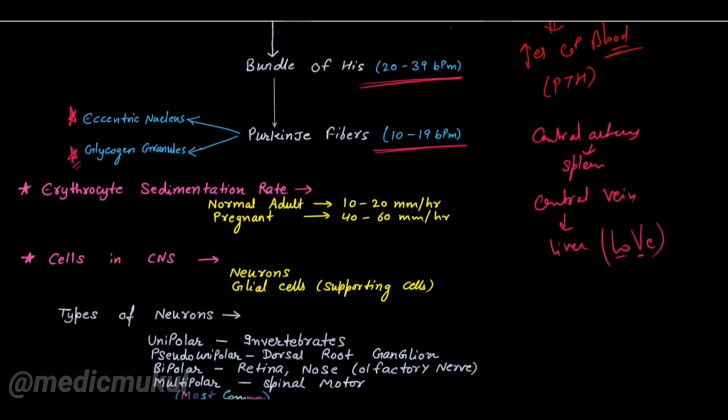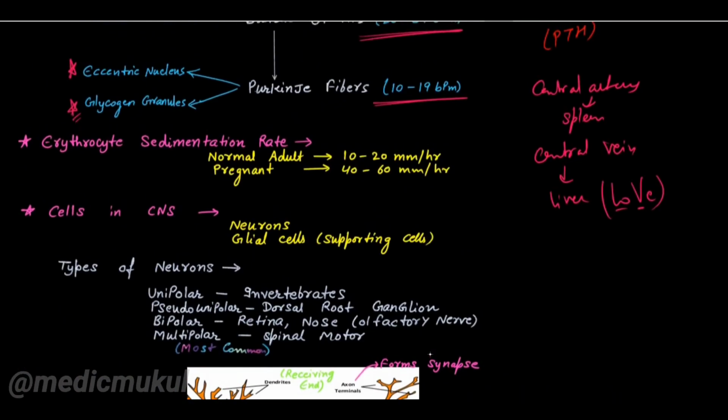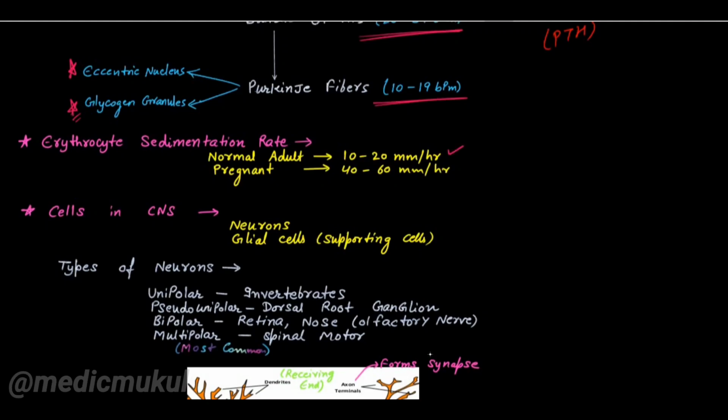Then next is erythrocyte sedimentation rate. We also call it the hematocrit rate. The normal erythrocyte sedimentation rate is 10 to 20 mm per hour. In pregnancy, there is an elevation of fibrinogen, which is a blood clotting protein. That's why their erythrocyte sedimentation rate will be more, 40 to 60 mm per hour.